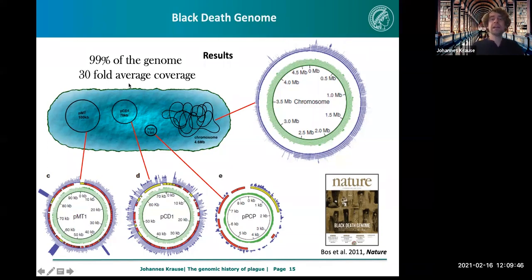30x coverage means that we've seen every position about 30 times. So we're pretty confident that the sequence that we have reconstructed is actually real and that we have every position in the genome, right? So it's really a high quality genome. The 1% that is missing is usually parts of the genome that are repetitive, they are not really informative. So we really have a good high quality genome, and that we also now have for many other ancient pathogens.